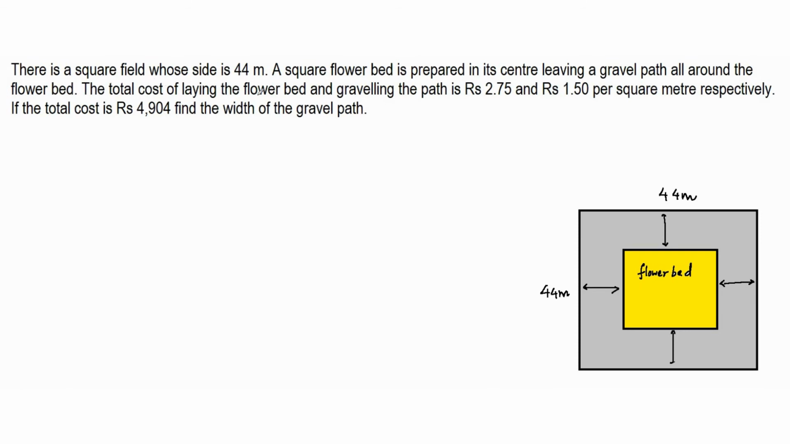The total cost of laying the flower bed and graveling the path at rupees 2.75 and rupees 1.5 per square meter respectively is 4,904. We have to find the width of the gravel path. So let us assign the variable x for the gravel path. So let x be the width of the gravel path.